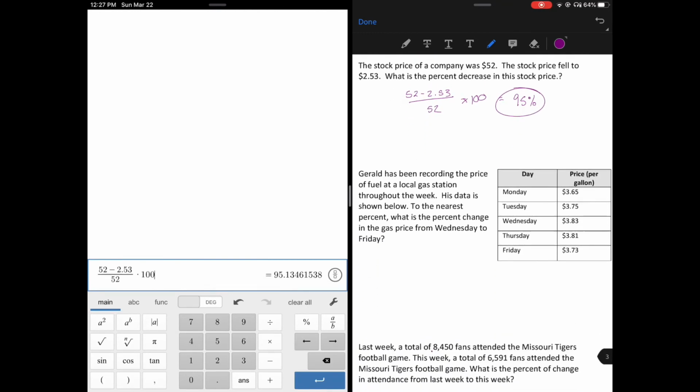For our next problem, Gerald has been recording the price of fuel at a local gas station throughout the week. His data is shown below. To the nearest percent, what is the percent change in the gas price from Wednesday to Friday? So I'm going to find the difference between those numbers. Wednesday came first, so that's my original amount. Then I'm going to multiply it by 100. So I'll plug that in. 3.83 minus 3.73 divided by 3.83 times 100 tells me that it's a 3% change. And I'm rounding up.